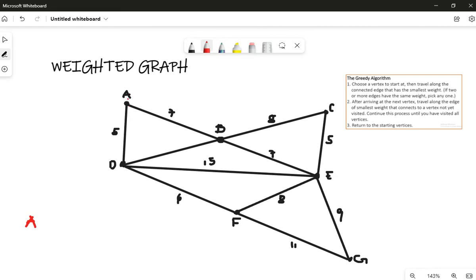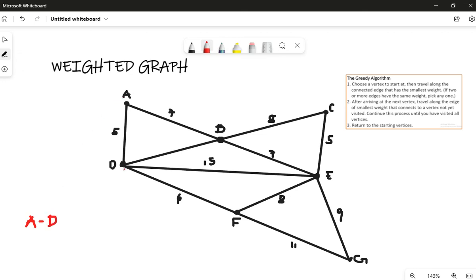vertex A. Now, from vertex A, I have two options. I can go to vertex D, and I can also go to vertex B. But the one with the smallest weight is vertex D, since the edge here has a weight of 5, and the other edge has a weight of 7. So I'll go to vertex D.